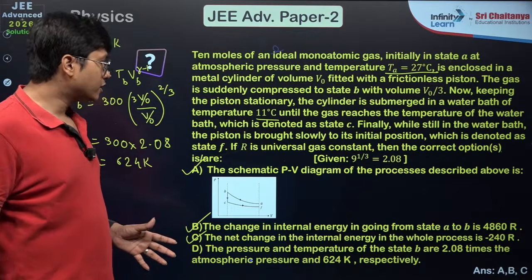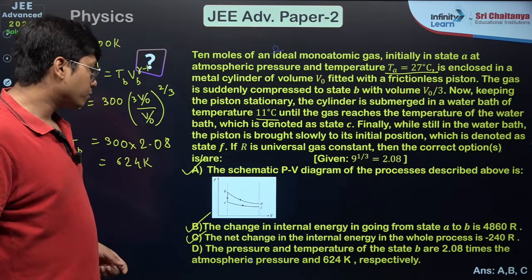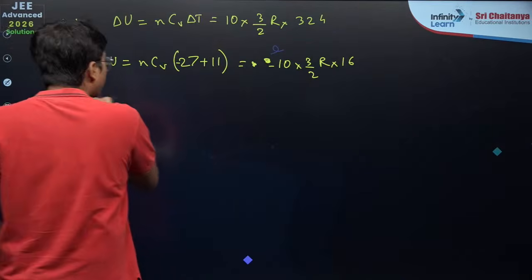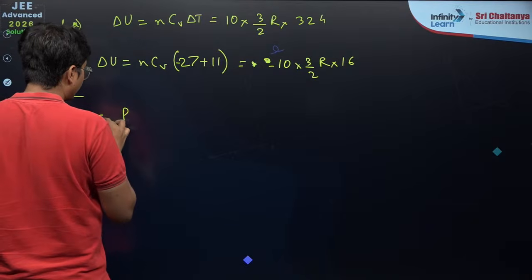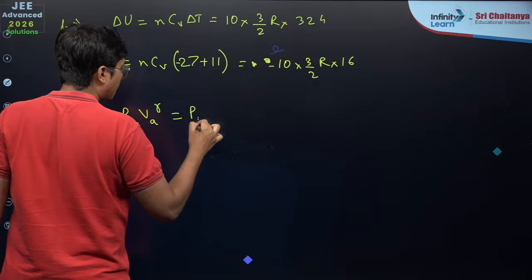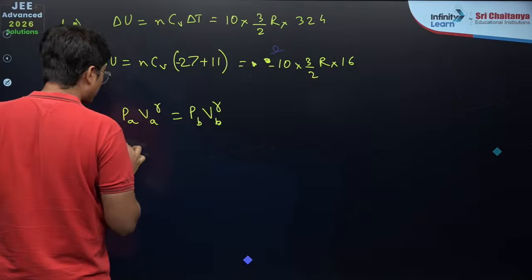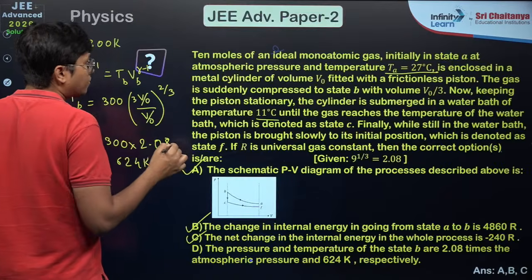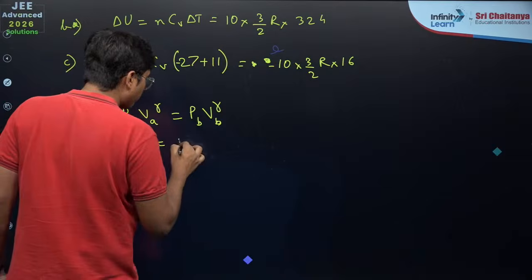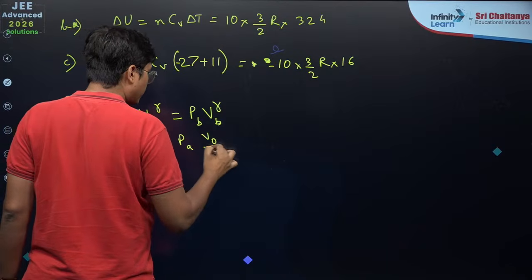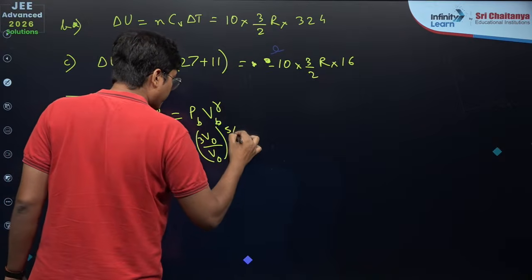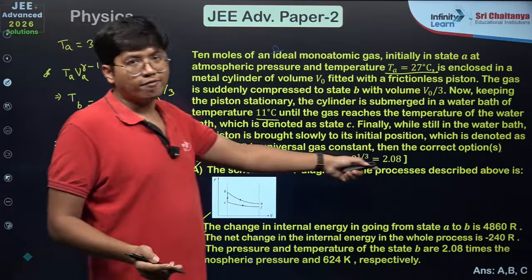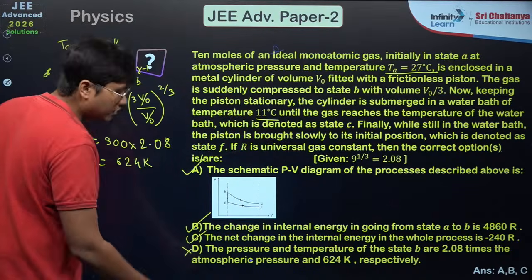Option D says the pressure and temperature of the state B are 2.8 times the atmospheric pressure and 624 Kelvin. So, temperature at B is fine. The pressure, how do we go for the pressure? Again, it's an adiabatic process. So, I know PA VA to the power gamma is PB VB to the power gamma. So, pressure at point B is PA VA by VB, that is V0 by V0 by 3, to the power 5 by 3. So, it is PA 3 to the power 5 by 3. Now, obviously 3 to the power 2 by 3 was 2.08. 5 by 3 will definitely not be 2.08. So, option D is incorrect.